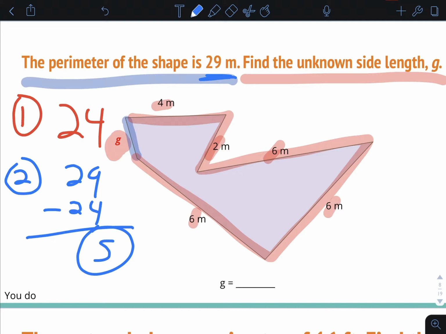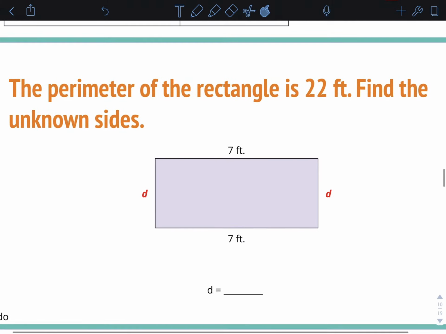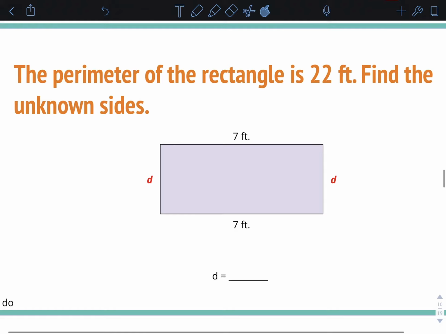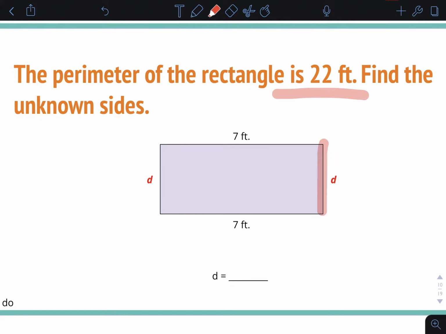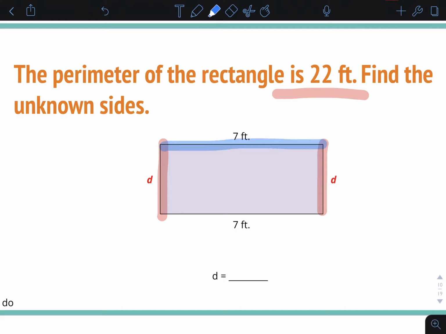So let's try another problem. What if they give us some of the lengths, but others are missing? In this problem, they still give us the total of 22 feet, but we have 2 sides here that are missing. But they give us these other 2 sides. So the steps don't change. Step number 1, add up what we know. So 7 plus 7 equals 14.